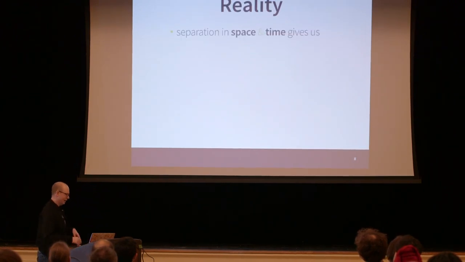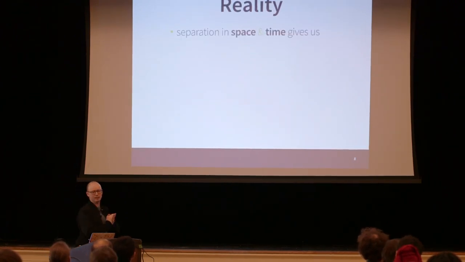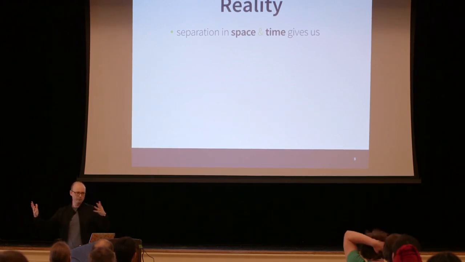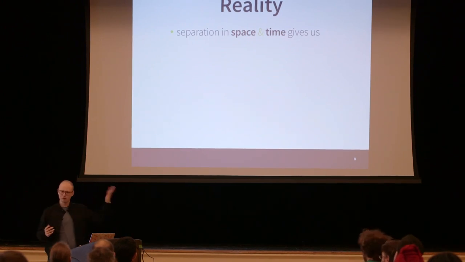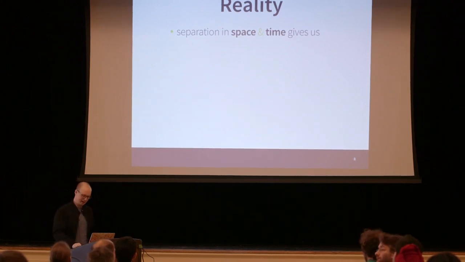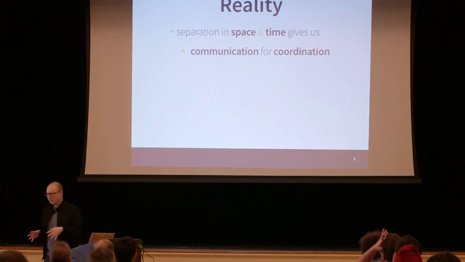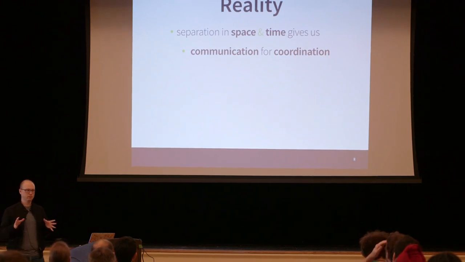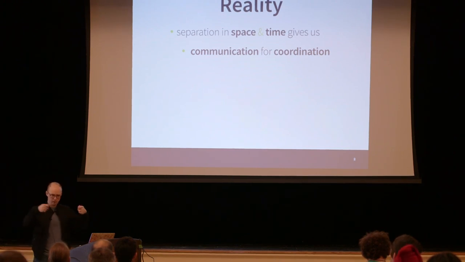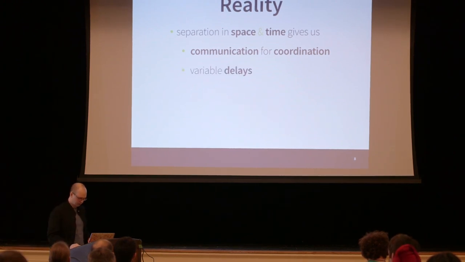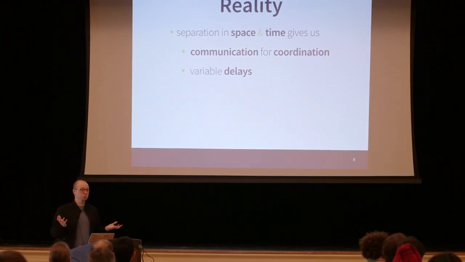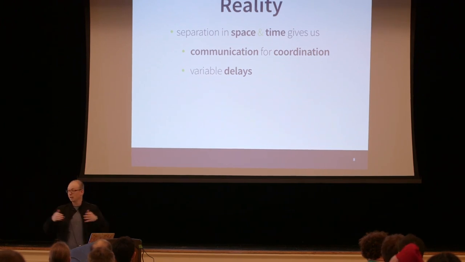So reality very graciously gives us a separation in space and time, right? I'm here, you're there, right? Things are over there. Some people are on the other side of the planet. That means that we need to use communication for coordination. Right? Things are separated. We need to use communication in order to coordinate between these things that are separated. And that means that we'll have sort of variable delays in that communication. Right? It can take different paths.